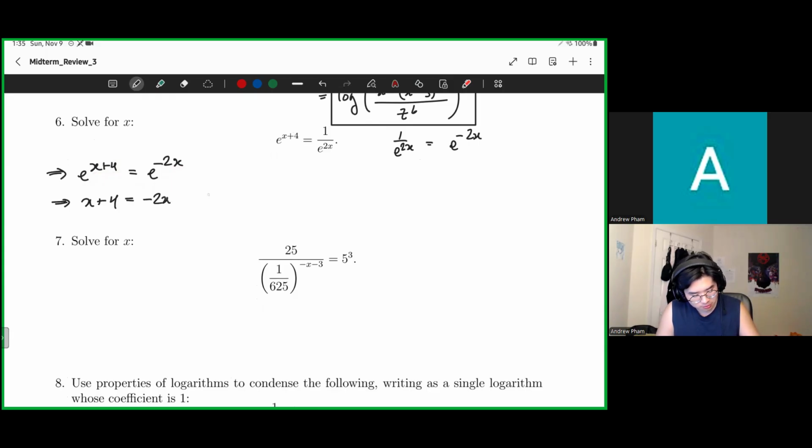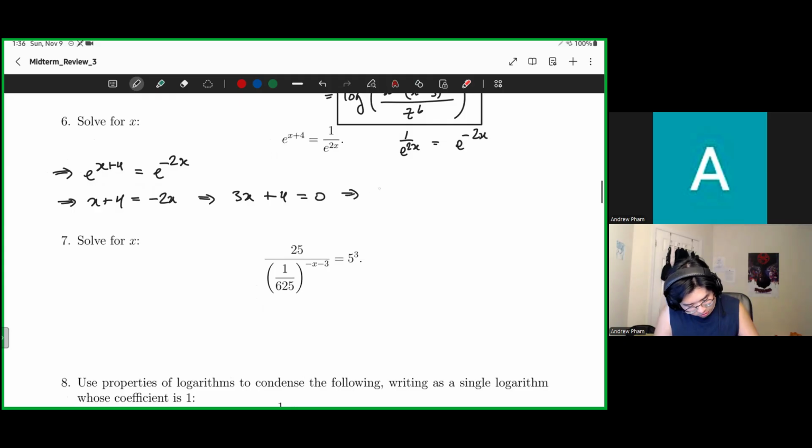And so I have x plus 4 is equal to minus 2x, which is just 3x plus 4 if I add over the x terms to the left-hand side. And subtracting the 4 over, I get 3x is equal to minus 4. And then dividing by 3, I get x is equal to minus 4 over 3.